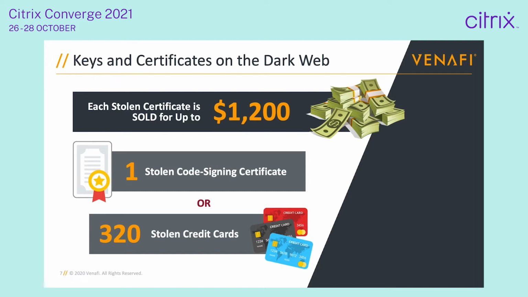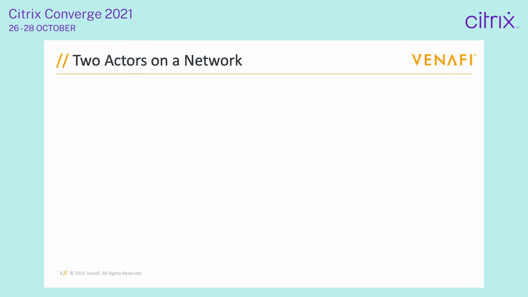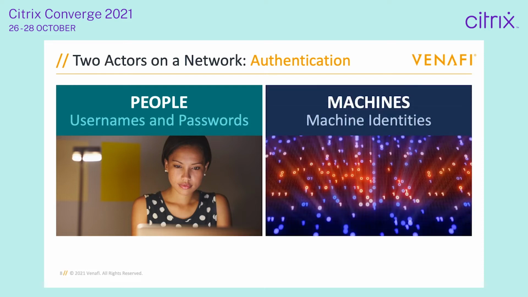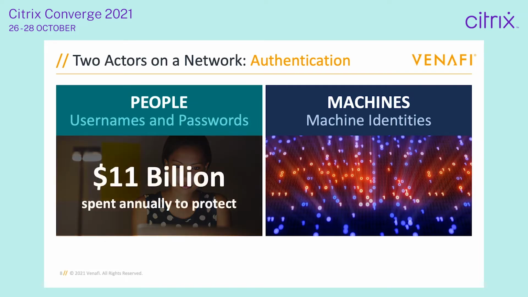The good news is that Venafi has been helping our mutual customers solve machine identity management challenges for over 10 years. Here's how we view that space. There are two actors on every network. You have people and machines. People rely on usernames and passwords to get access to data and services, but machines also need to authenticate themselves to each other. However, they don't use usernames and passwords. Instead, they rely on keys and certificates, which serve as machine identities. Every year, businesses spend $11 billion protecting usernames and passwords, but we're just now getting started protecting machine identities with that same level of investment and urgency.